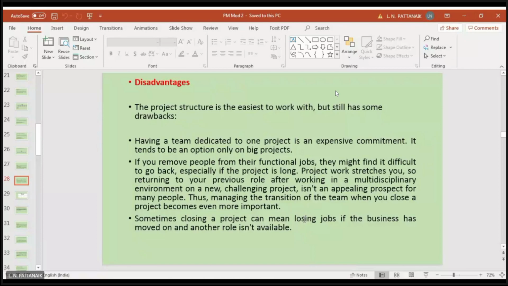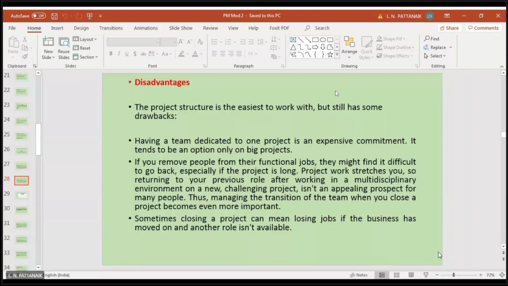Similarly, if you are having a project organization where the people were connected with some functional roles earlier, and that project is going on for a long period of time, then they will have some issues going back to their parent organization because they have worked for a particular project for a long time. So they may hesitate to go back to their original roles. That is also a kind of disadvantage. Otherwise, it is okay.